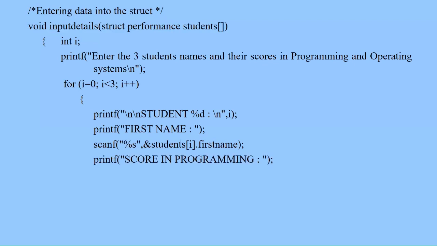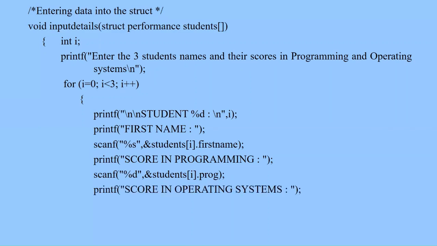0.firstName. Then for the score in programming, the same. The value is read and stored in memory location called students 0.prog. And then the score in operating system, the value entered is stored in memory location called students 0.os.